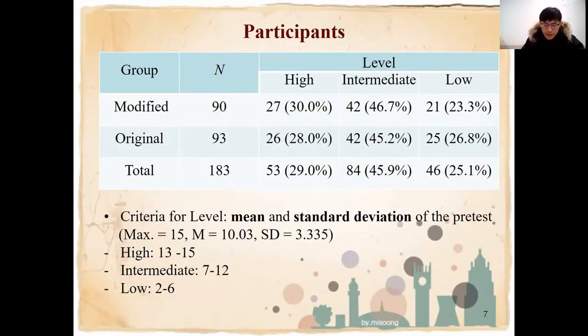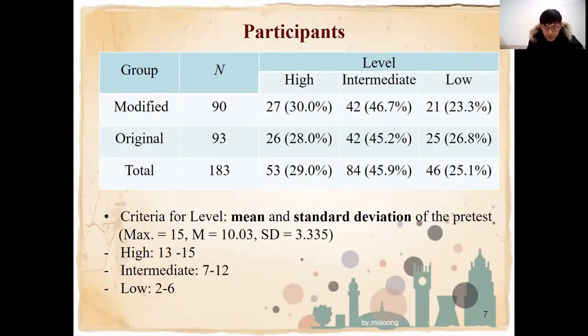Here is detailed information about the participants by their reading proficiency levels. As you can see, in the modified group, there were 27 high level students, 42 intermediate level students, and 21 low level students. In the original group, 26 students were high, 42 intermediate, and 25 low.